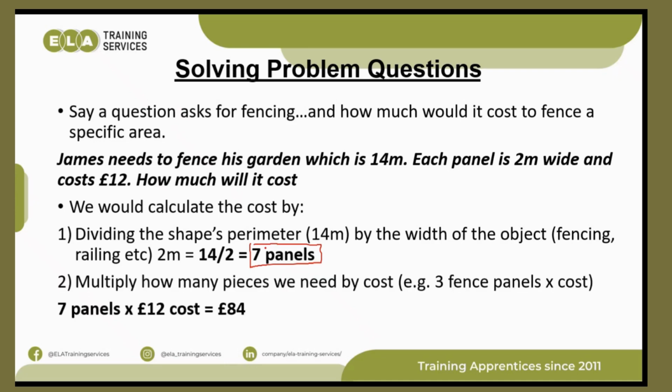Now, to work out the cost, we multiply how many panels he needs by the price of each one. And we know here they cost £12. So we do 7 times 12, and it's going to cost 84 for James to fence his garden. So we do perimeter divided by width to tell you how many of the object you need, and then multiply that by the cost to tell you the total.